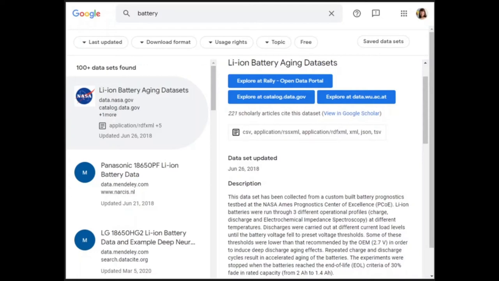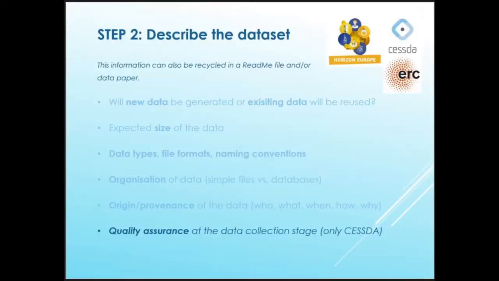Then the CESSDA template has one more question that the other two templates do not, and that is that you should include quality assurance at the data collection stage in this part. There is also a topic or question of quality assurance at the data processing stage, but that needs to be addressed under the reusability aspect, and we will get to that.